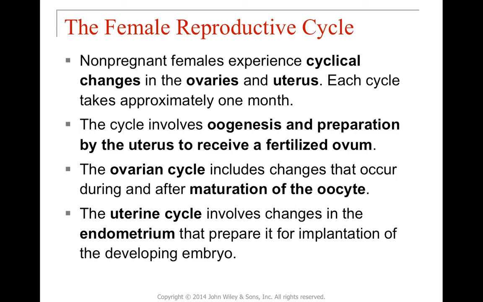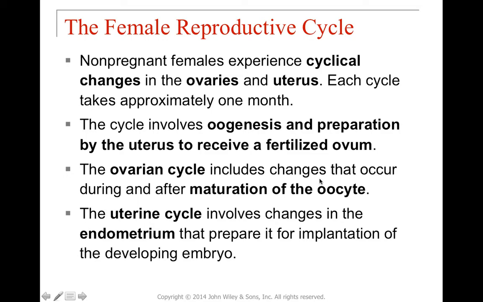All right, so the cycle is going to involve an entire rotation from oogenesis, and also the preparation by the uterus. So we have two different organs that need to work in concert, right? The ovaries are going to have to create and mature that egg, and then also the uterus is going to have to end up with that really nice, lush bed in the endometrium. And this whole thing is an ovarian cycle, and it's going to be in concert with the uterine cycle.